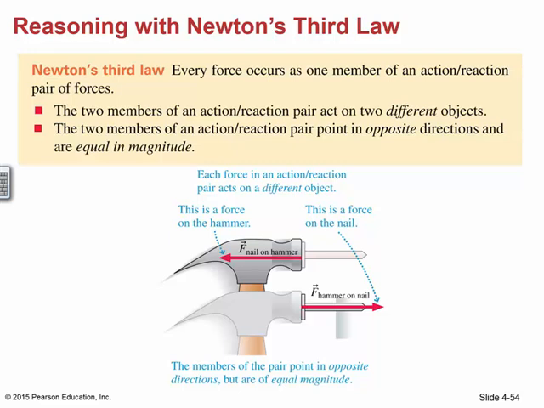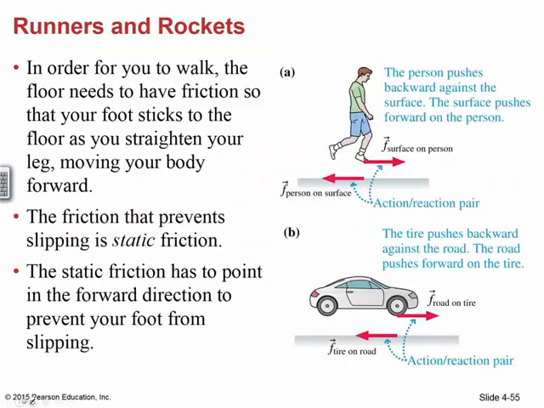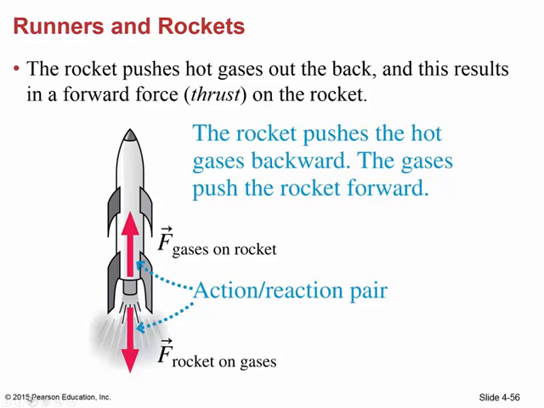Again, action-reaction forces act in pairs. I've already said that. Here we see a person walking across the surface. There's a frictional force in the opposite direction as the person walking. Here's a good example of Newton's third law, moving upward. You've got the rocket going up, and you've got the thrust going out, okay?